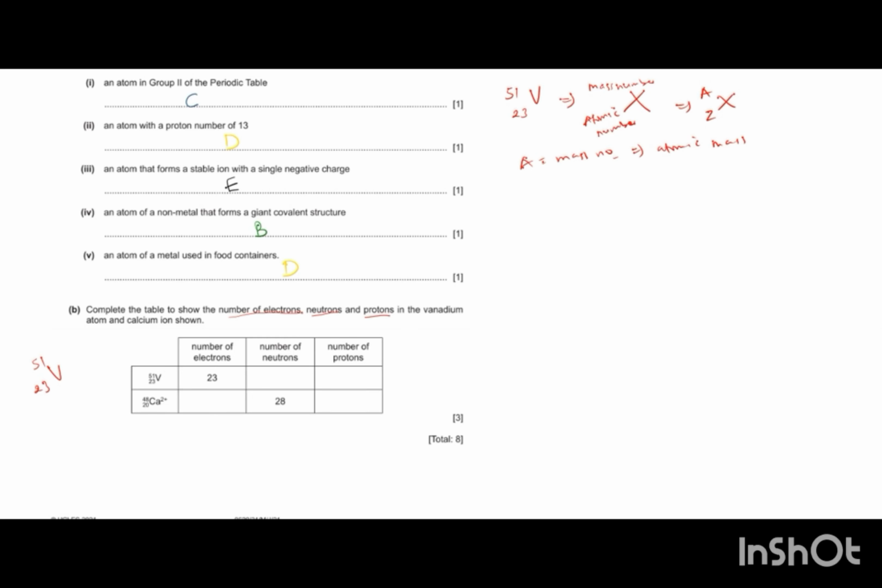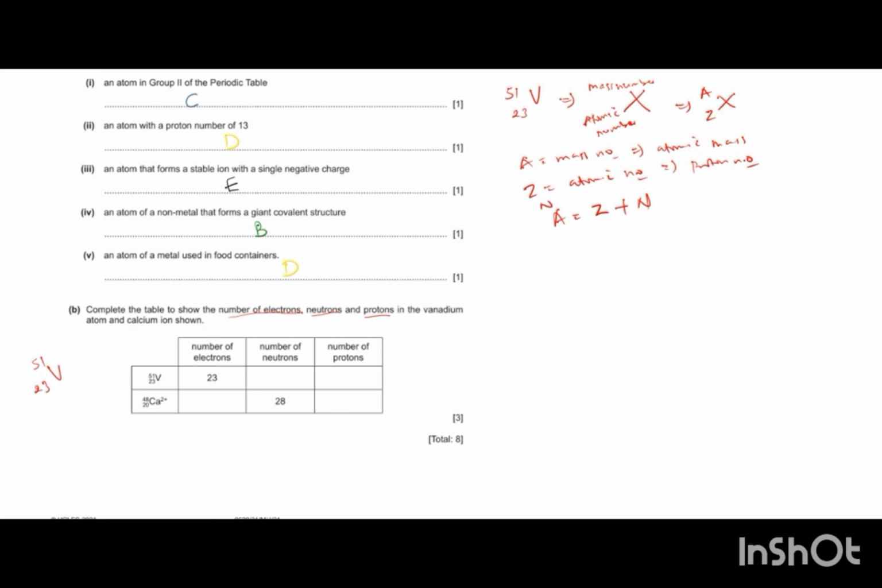And then Z is the atomic number, which is also known as the proton number. Please follow. The mass number and the atomic mass are the same thing, and the atomic number is the same thing as the proton number. Then there is a relationship between mass number and proton number: mass number equals proton number plus neutron number N. So N here is the neutron number.